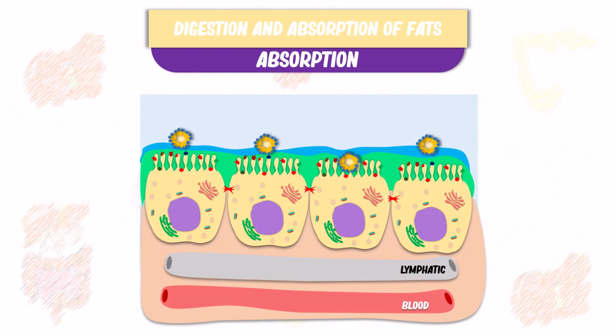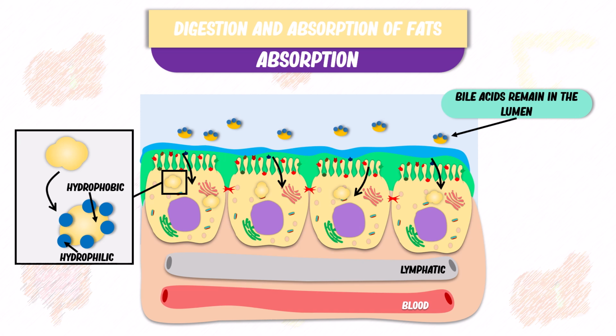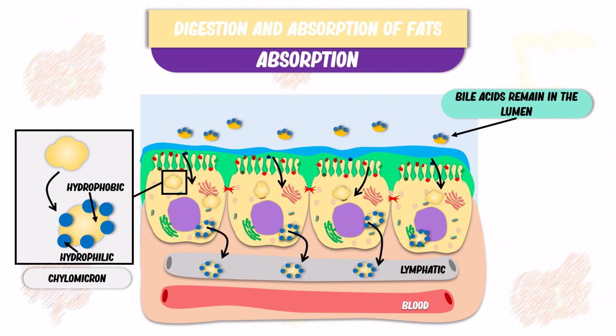Micelles deliver lipids to the apical membrane of enterocytes, where absorption occurs. Bile acids remain in the lumen and are later absorbed in the ileum, re-entering the liver via the portal circulation in a process called enterohepatic recycling. Once inside enterocytes, lipids are packaged with proteins to form chylomicrons, spherical structures with a hydrophobic core surrounded by hydrophilic proteins. Chylomicrons cross the basolateral membrane into the lymphatic system rather than the bloodstream, completing lipid absorption.